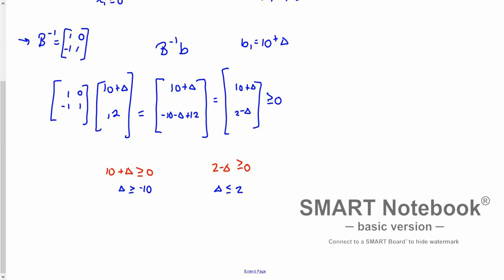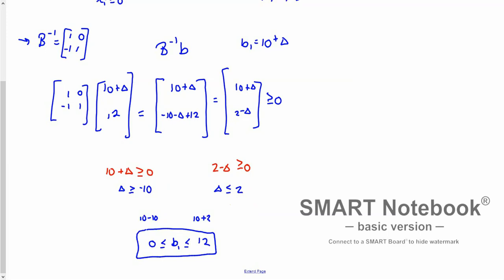So, the original value of b was 10. I'm allowed to go as small as subtracting 10 from it and as big as adding 2 to it to stay feasible. So that would be like 10 minus 10 and 10 plus 2. So our real value of b1 has got to be in between 0 and 12. If it's in between 0 and 12, we will stay feasible.